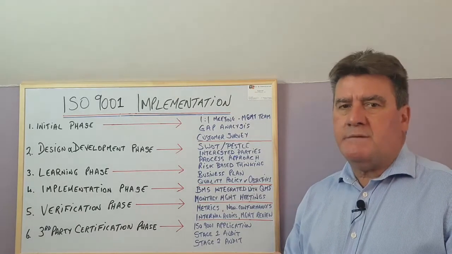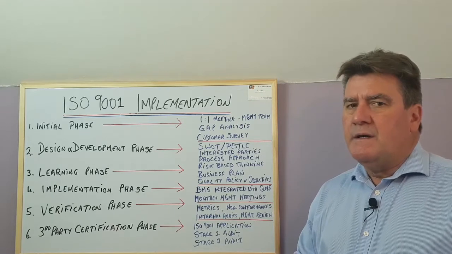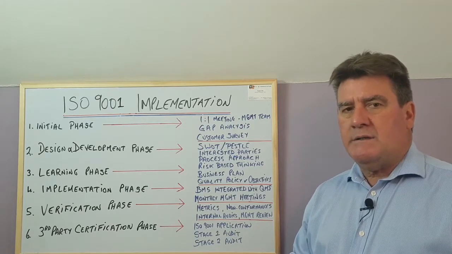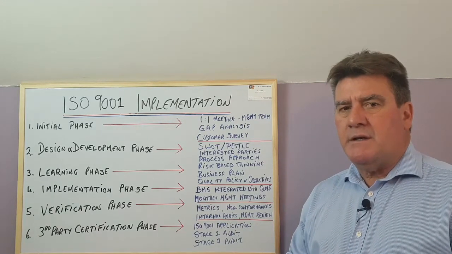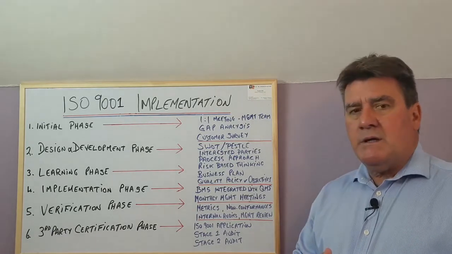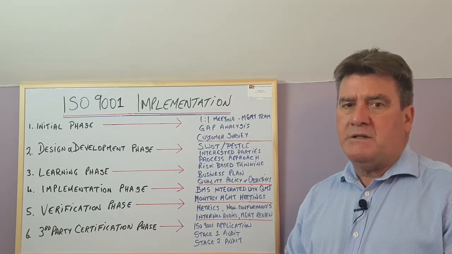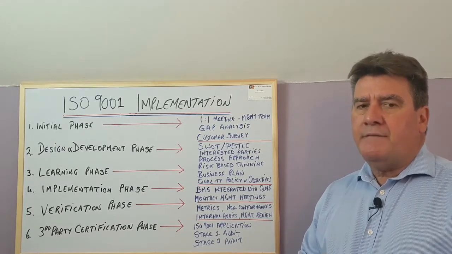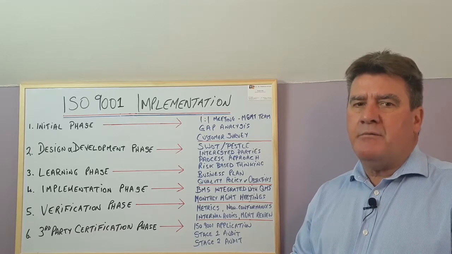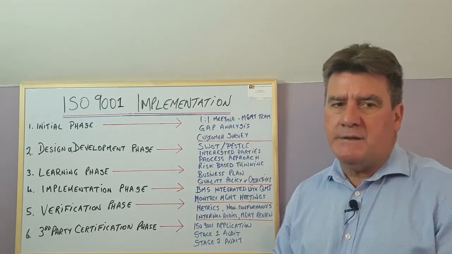To verify this, firstly, we need to identify metrics for our key processes. The second area we look at is non-conformances and non-conformance reporting. The third area is conducting internal audits, which we help an organization achieve. And the fourth area is a management review of the quality management system, which we also facilitate.